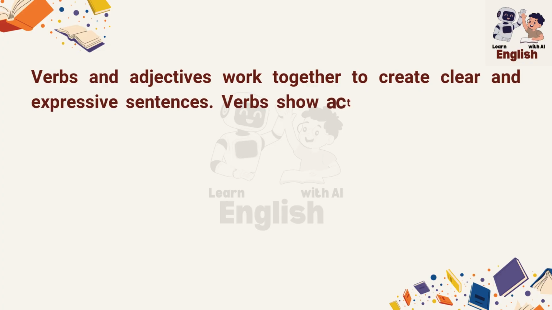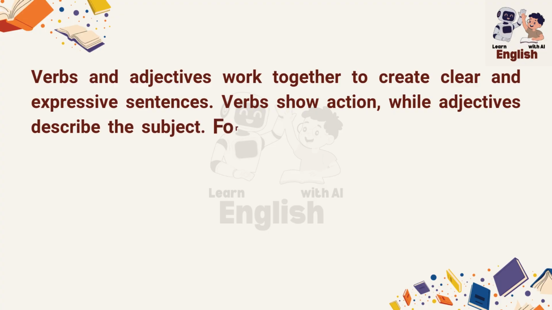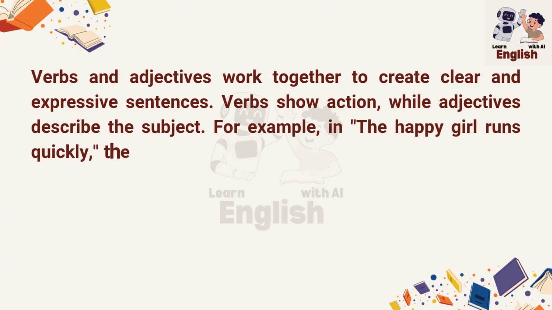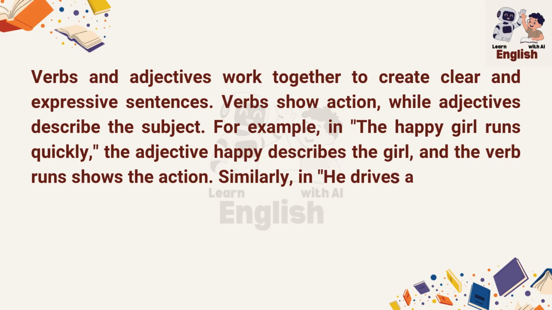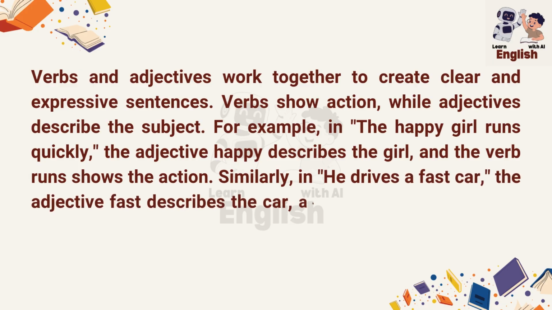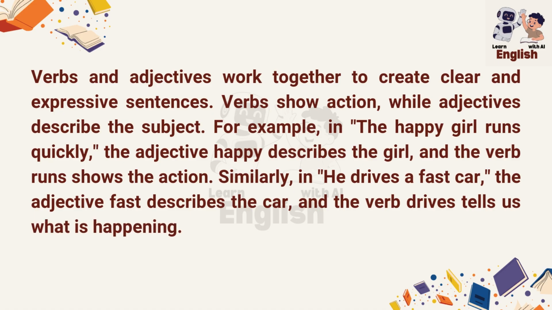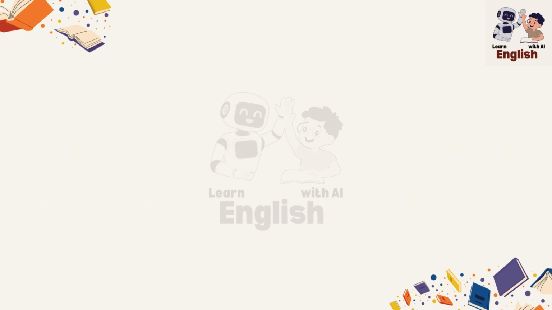Verbs and adjectives work together to create clear and expressive sentences. Verbs show action while adjectives describe the subject. For example, in the happy girl runs quickly, the adjective happy describes the girl and the verb runs shows the action. Similarly, in he drives a fast car, the adjective fast describes the car, and the verb drives tells us what is happening.